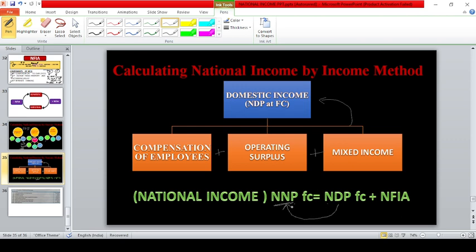Domestic to national, in our previous video we understood that whenever we have to calculate national with the help of domestic, you add NFIA to domestic so that you can get national. P and P is same, FC and FC is same, so nothing to do with it. So this is how we are going to calculate our national income.